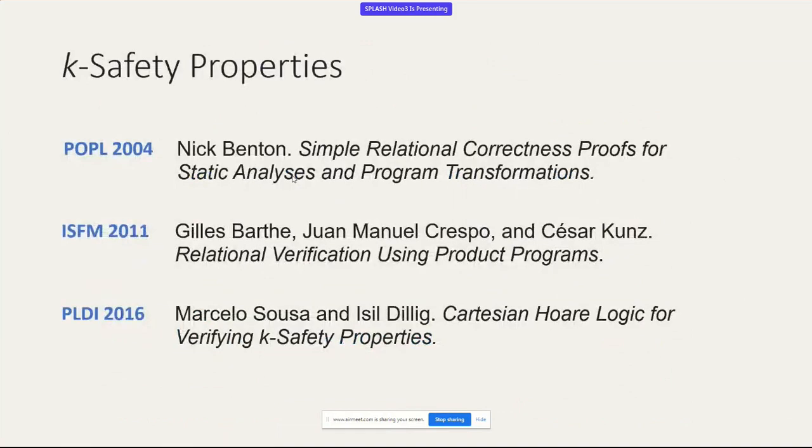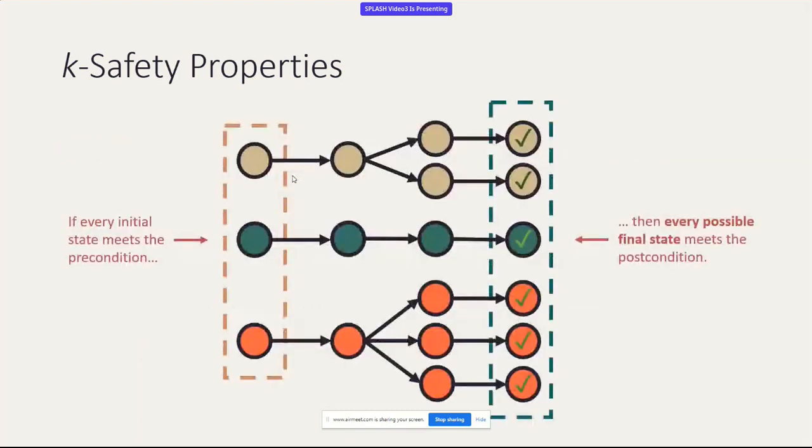Okay, but if you look at the literature and people who are looking at relational Hoare logics, they're mostly looking at k-safety properties. So here are a few relevant citations. This first one is a seminal paper on relational Hoare logic by Nick Benton. Barthe and others have done a lot of work on using product programs to do this type of verification. There's a paper in PLDI 2016 with Isil Dillig that created this Cartesian Hoare logic, which is used to verify these kinds of k-safety properties. And a k-safety property is a generalization of the safety property.